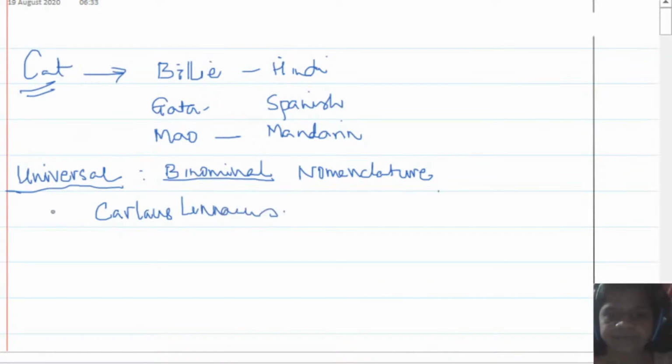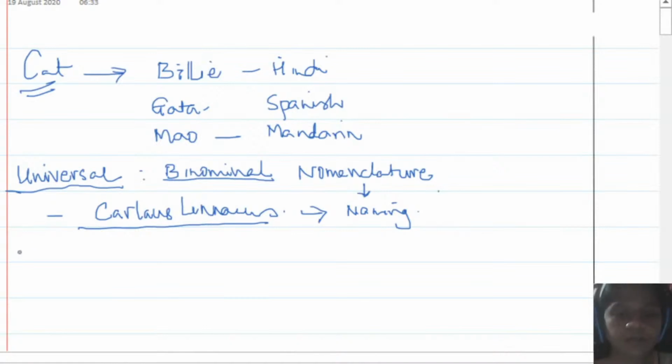And the process of giving each organism a scientific name is called binomial nomenclature. The process of naming, giving a name, but scientifically. So there are some rules applied to it. What are they? Let's see. Remember, this was proposed by Carlos Linnaeus. And what are the rules?